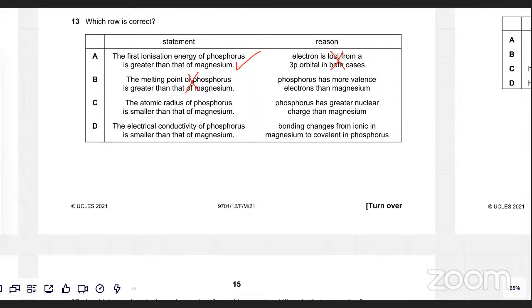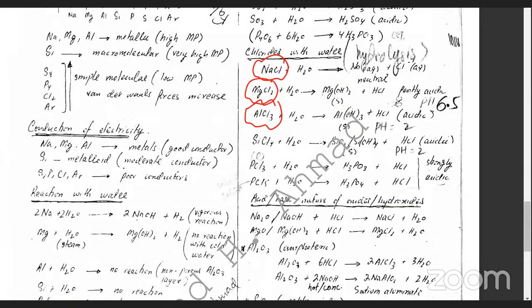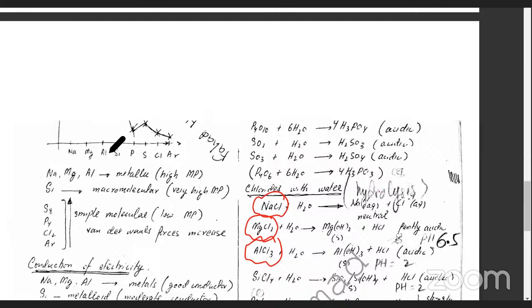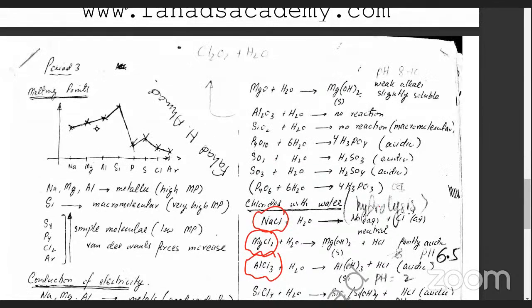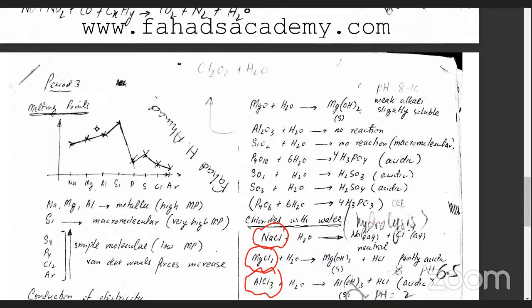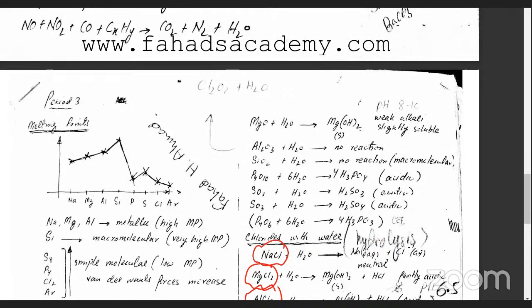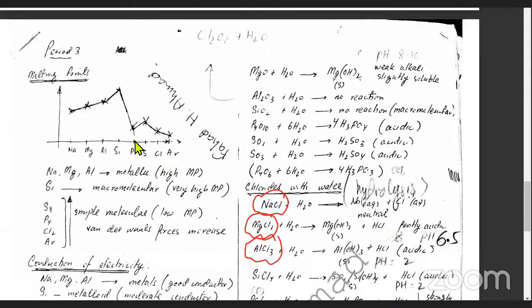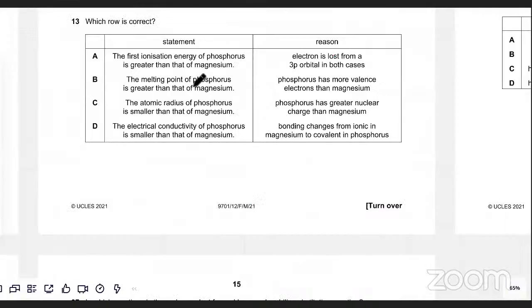And this is also part of inorganic in period 3. If I just open period 3 again, it's about melting points. Here's a sketch of the melting points, like magnesium. Phosphorus is a simple molecular substance. It's got van der Waals forces, so it has a low melting point. So that's why this first statement is wrong altogether.